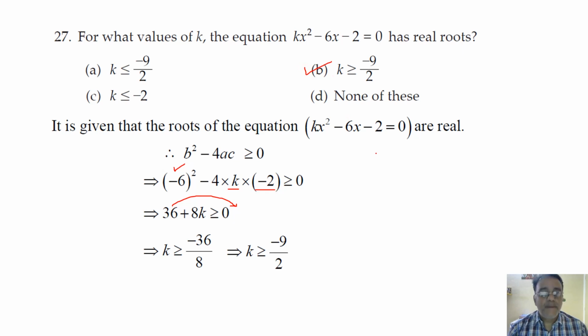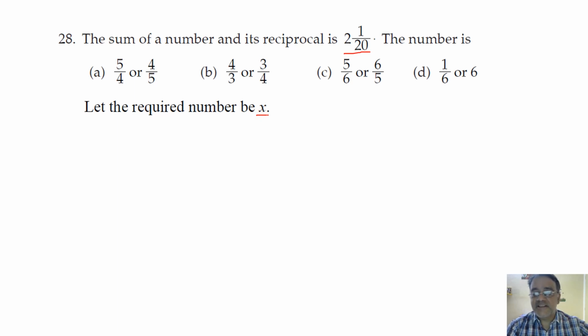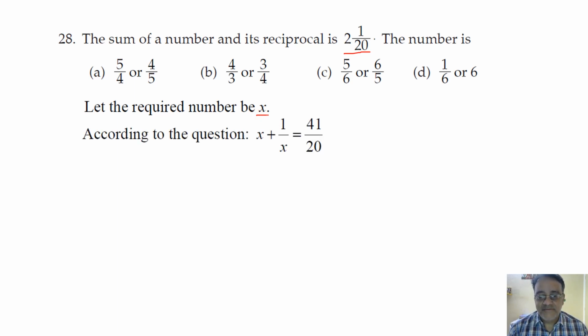Option B, right. So now we are moving toward question number 28. The sum of a number and its reciprocal is 2 1 by 20. So this is in the mixed form. So this will be 41 by 20. So the number is dash. So let the number be x. So according to the question, the sum of number and its reciprocal, that is 1 by x, is 41 by 20. So this step is clear.